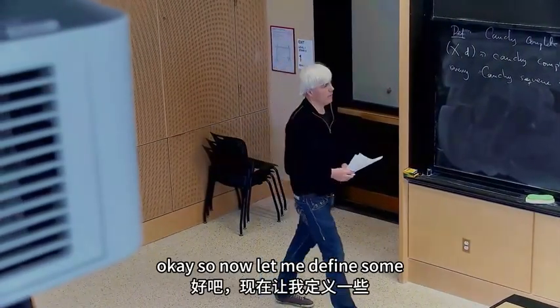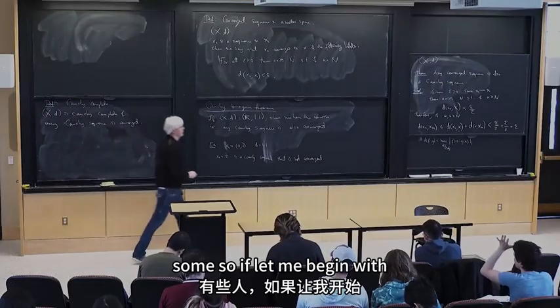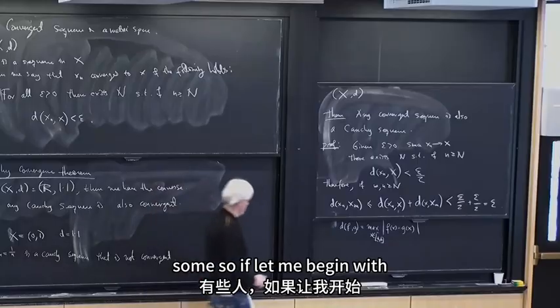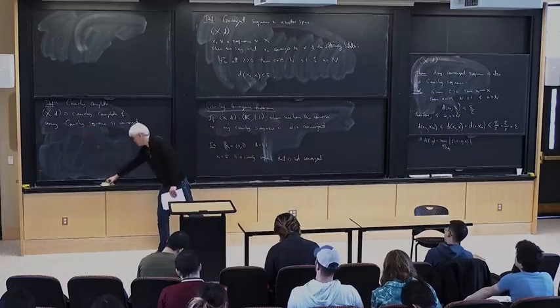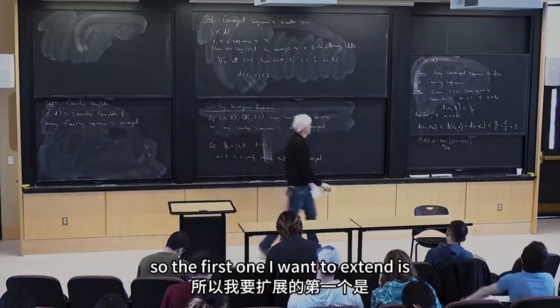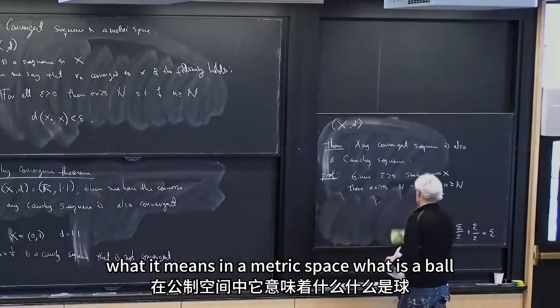Okay. So now let me define some. Let me begin with extending some notions from R. So the first one I want to extend is what it means in a metric space. What is a ball?